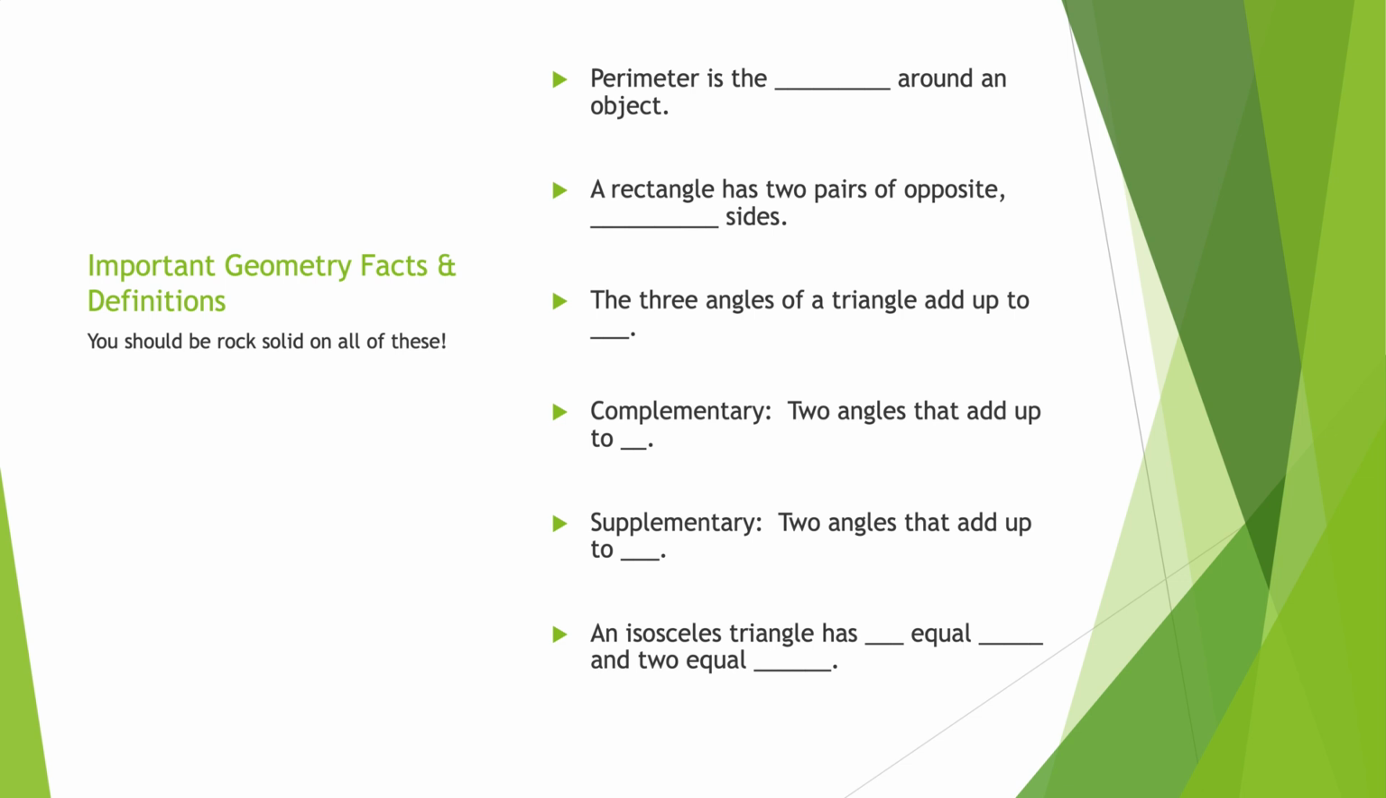Three angles of a triangle add up to 180. Complementary, two angles that add up to 90. Supplementary, two angles that add up to 180. And we didn't do too much supplementary the last 2 days. We'll do more next week. And we haven't done any isosceles yet, but it's coming. An isosceles triangle has two equal sides and two equal angles.